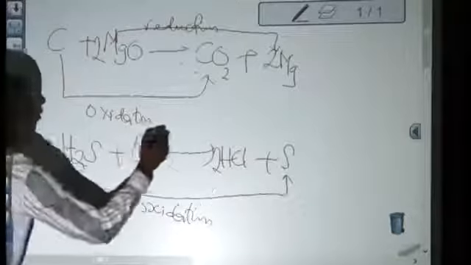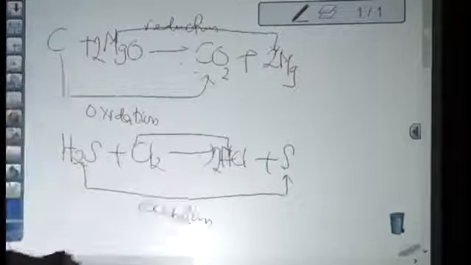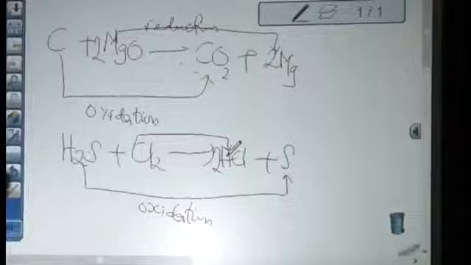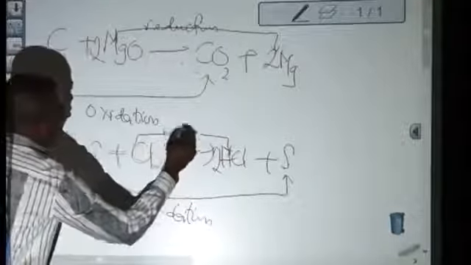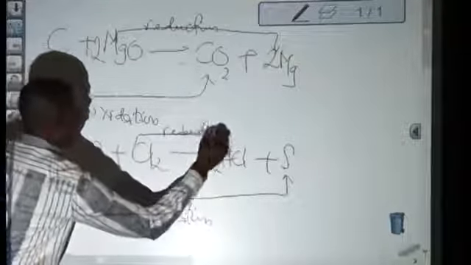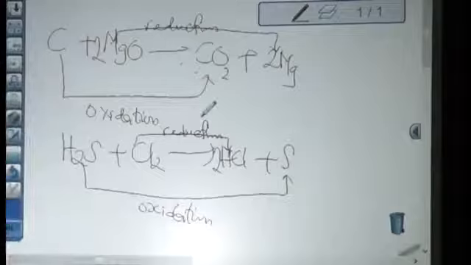Then we have chlorine coming to hydrogen chloride. What has happened to that process? Fine, hydrogen has been added. They will say this one is reduction. Now, you agree with me that oxidation reduction is a complementary reaction, because for every oxidation reaction, there must be complementary reduction reaction.